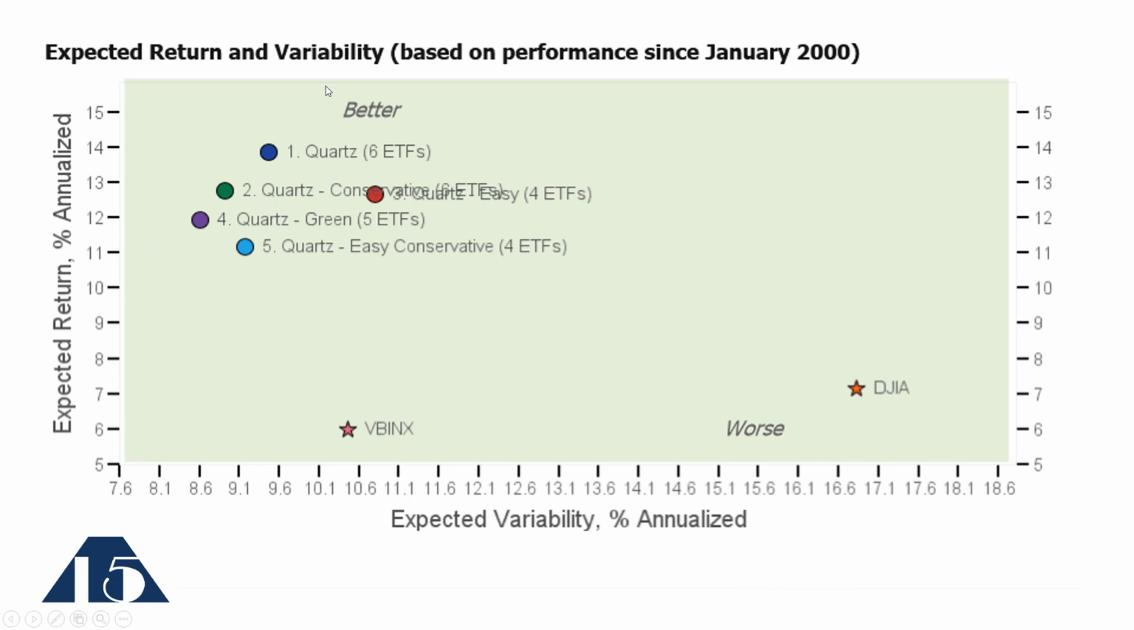The Quartz model portfolio has the highest return at about 14% and a variability of 9.1%. And so these two reference portfolios, VBINX and the Dow Jones Industrial Average, give you a good idea of the amount of variability and return that we're getting from the Focus 15 investing model portfolios.